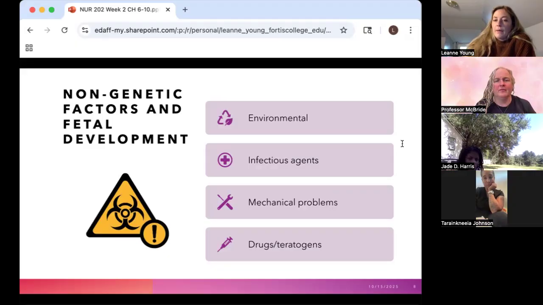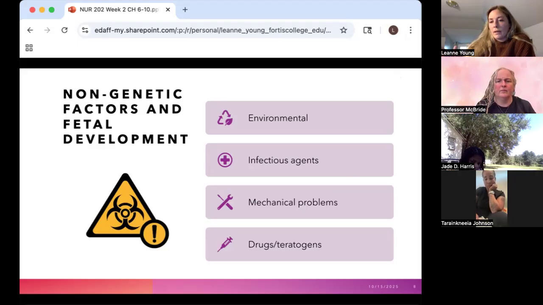Infections would be like if the mom is rubella immune or non-immune, any toxoplasmosis, which is a really big one. We have to educate our patients on that. Any syphilis, HSV, any other type of sexually transmitted infections or STDs, that can also impact fetal development.